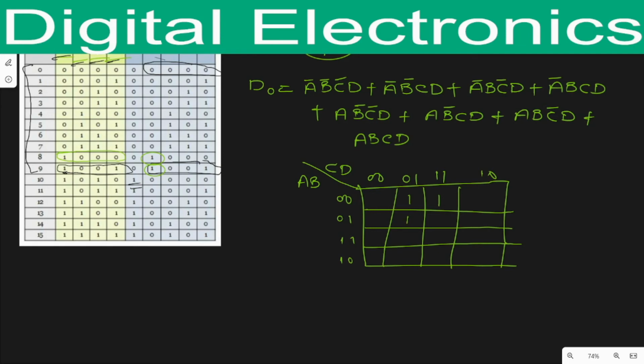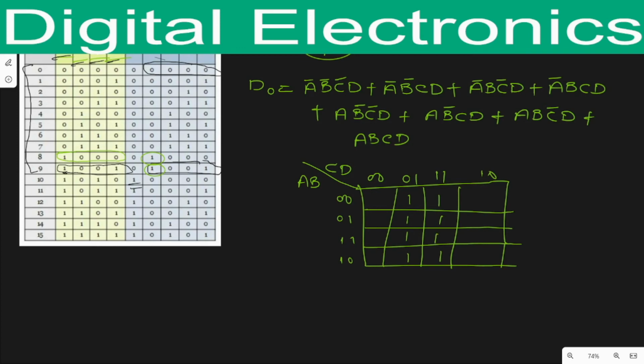Fourth one is 0 1 1 1. Fifth one is 1 0 0 1. Sixth one is 1 0 1 1. Seventh one is 1 1 0 1. Then eighth one is 1 1 1.